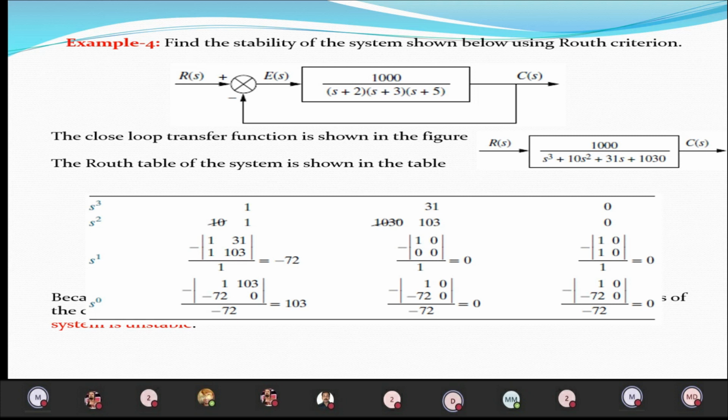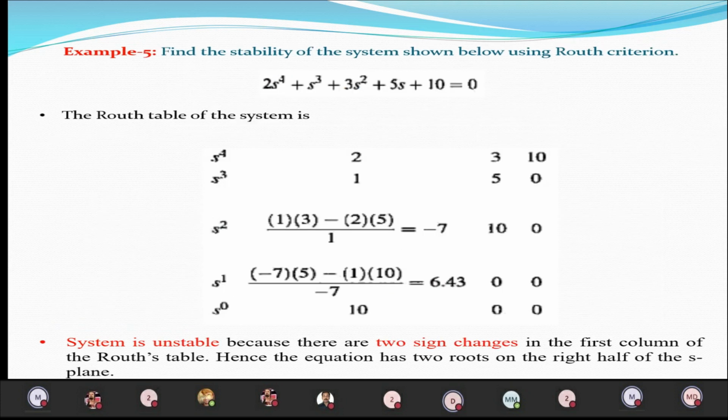Therefore s power 3 has three poles. Out of that, two poles are located in the right half of the s plane. Therefore the system is unstable. Two poles are located on the right half of the s plane. This is how we have to determine the stability, and also you can construct the root array, and you have to say the location of the poles also. It's a very simple thing.